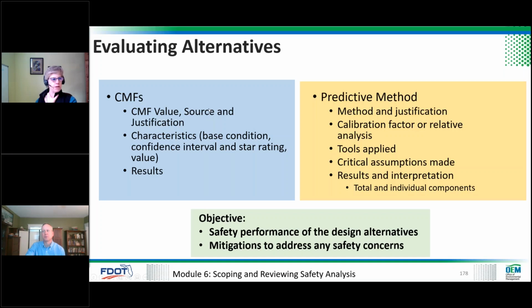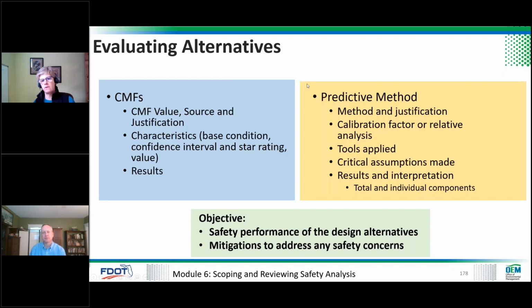When it comes to evaluating alternatives, in the CMF category, you want to look at what the CMF value is, of course, the source, and the justification for the selection of the CMF. Does it match your base conditions? Is the star rating appropriate? Is crash type and crash severity appropriate? And then obviously, what are the results of the analysis?